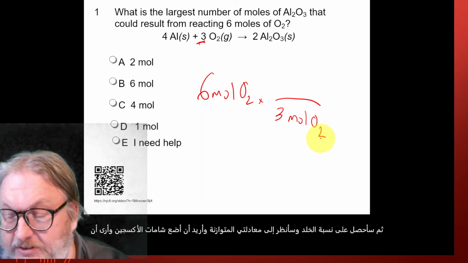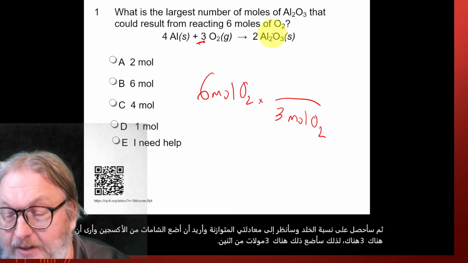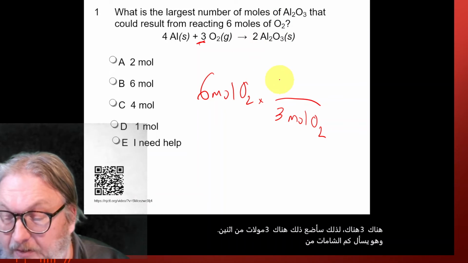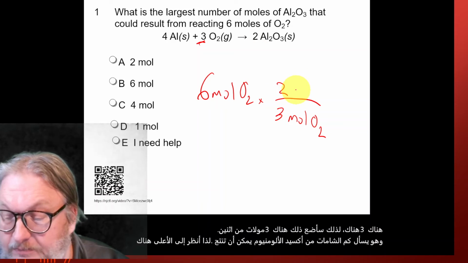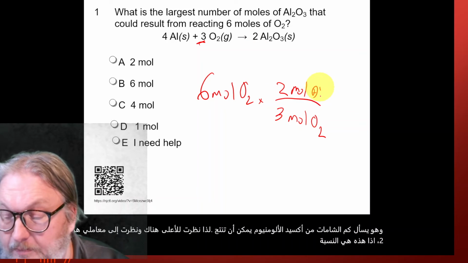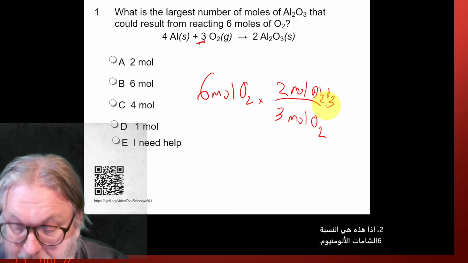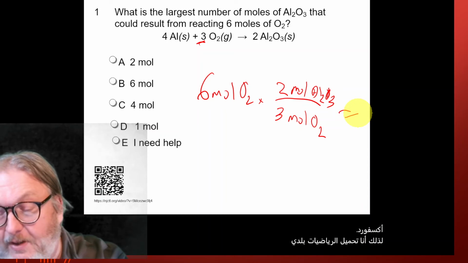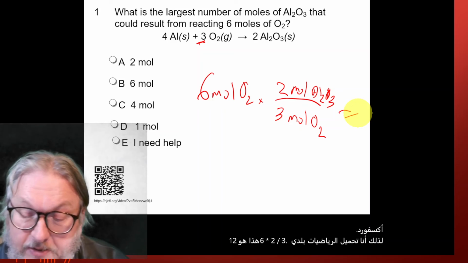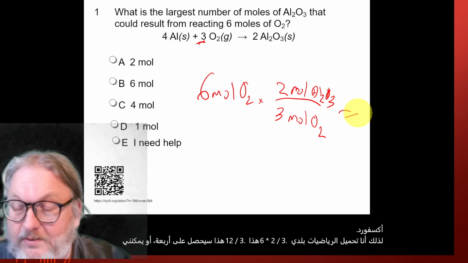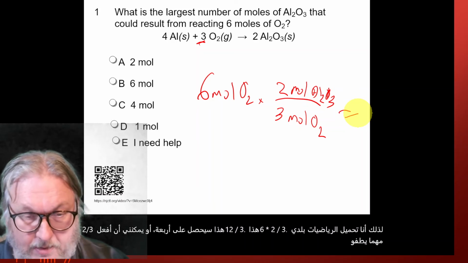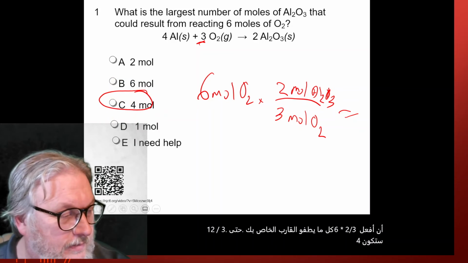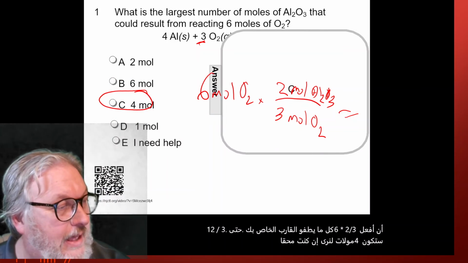3 moles of O2. And it's asking how many moles of aluminum oxide can I produce. So I'll look up there and look at my coefficient, it's 2. So that's my ratio. 6 moles aluminum oxide. Okay. So now I do my math. 6 times 2 divided by 3, that's 12 divided by 3. That's going to get 4. Or I can do 6 times 2/3, whatever floats your boat. So 12 divided by 3 is going to be 4 moles. We'll see if I'm right. And I am, it's C.